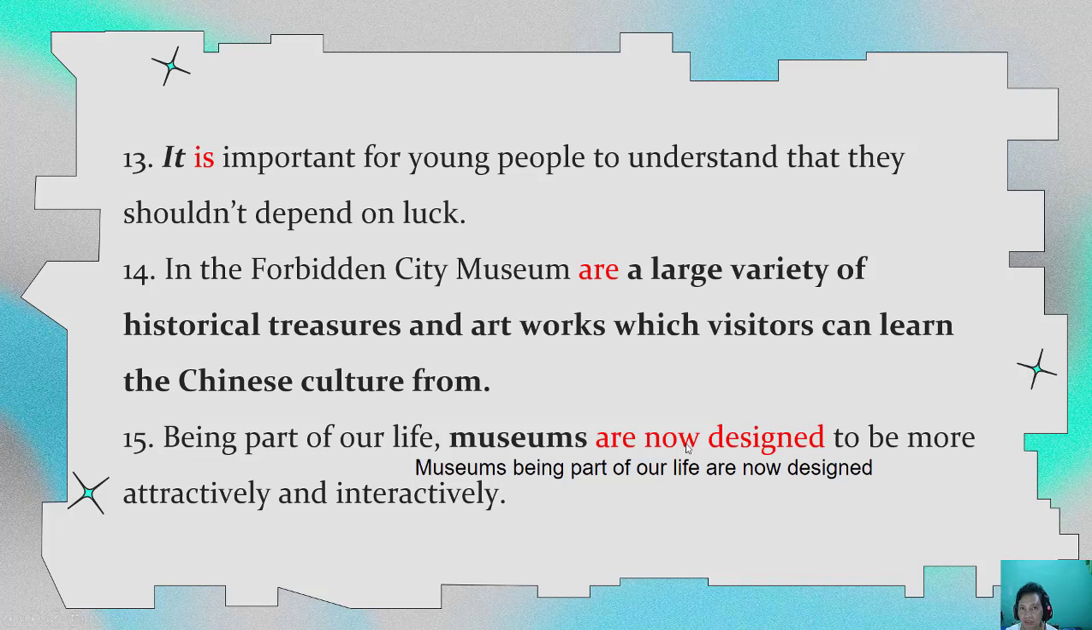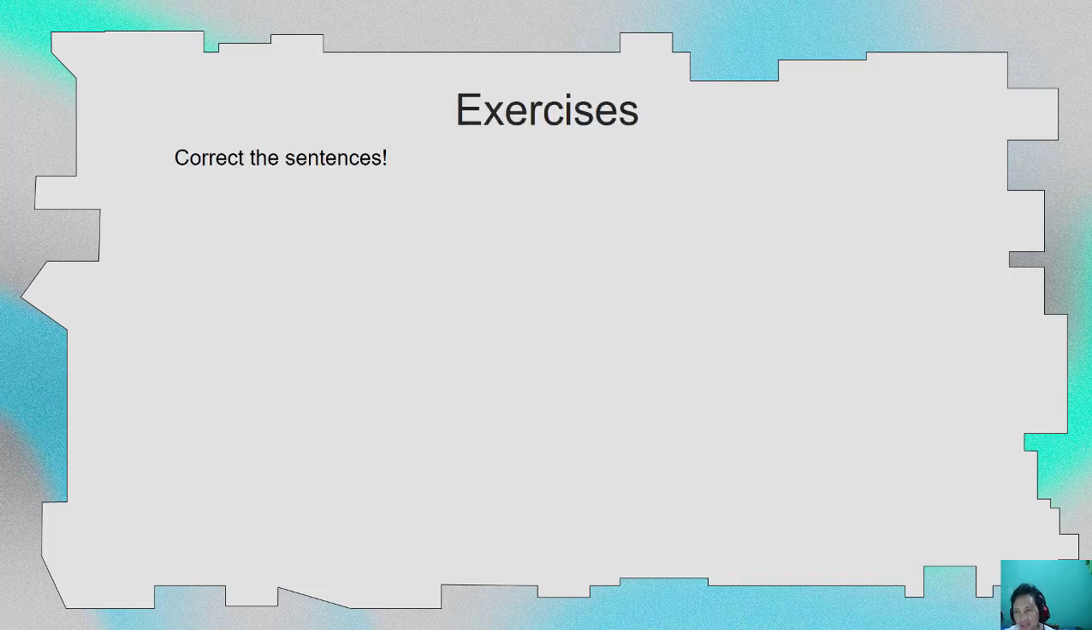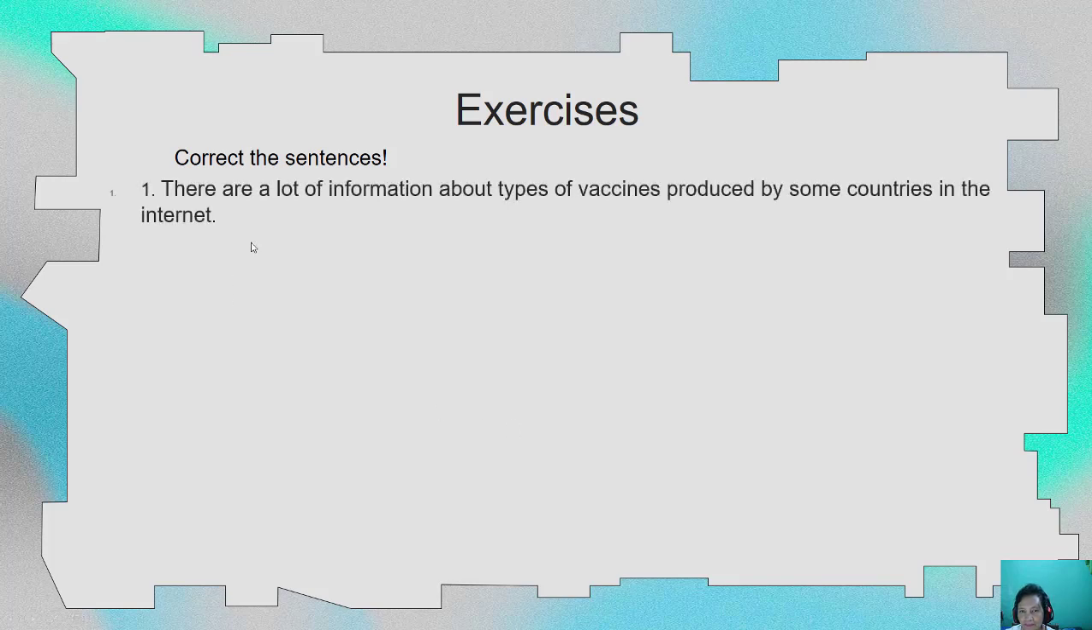I hope that you understand about this kind of sentences with various structure. We will learn this in detail in my other lessons, in the following lessons. Okay, why not try an exercise. Correct the sentences. There are a lot of information about types of vaccines produced by some countries in the internet. There are a lot of information there, remember?